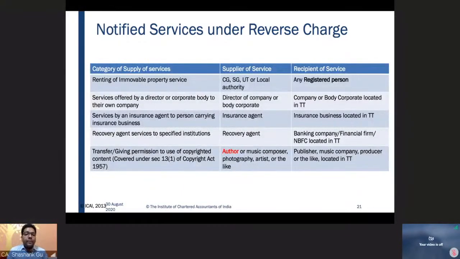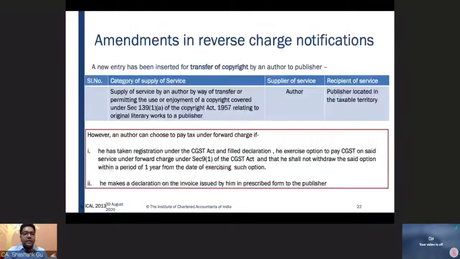IPR rights for copyright content under section 13(1). Be it an author, music composer, photographer, or artist, it is the publisher, music company or producer who is liable to pay tax under reverse charge. For an author, there is an option that he can charge the tax under forward charge, but there are certain conditions.